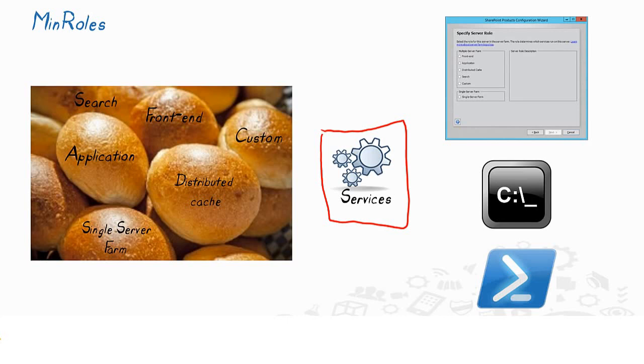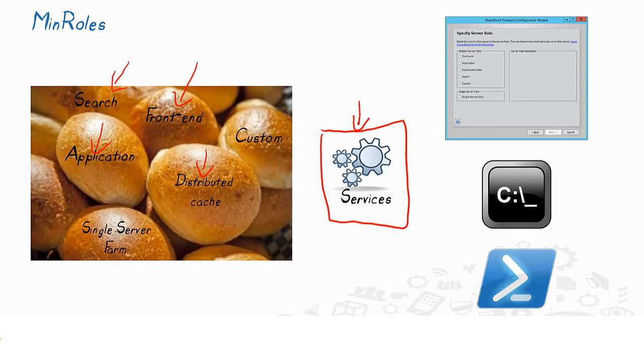So I could have a multi-server farm. I could have 3 web front-end servers. I could have 2 search servers, one running distributed cache, one running my other service applications, we'll say Managed Metadata service, User Profile service, Secure Store service. So as I'm installing SharePoint Server 2016, I identify the role I want it to play within my SharePoint farm. It goes out and it optimizes it by configuring the services that it needs for that specific role.